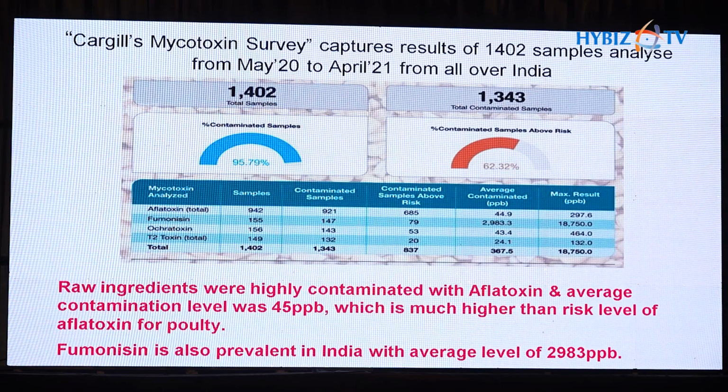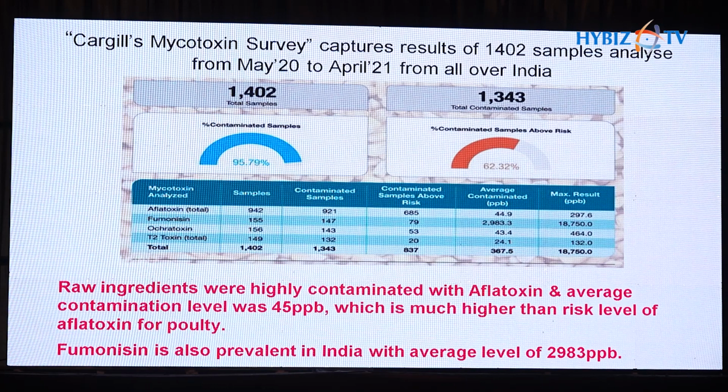Again, Cargill has done a mycotoxin survey from May 2020 to April 2021, and the conclusion of their survey is that raw ingredients were highly contaminated with aflatoxin, and the average contamination level was 45 ppb, which is much higher than the risk level of aflatoxin in poultry. Fumonisin is also prevalent in India with an average level of 2983 ppb, which is much higher.